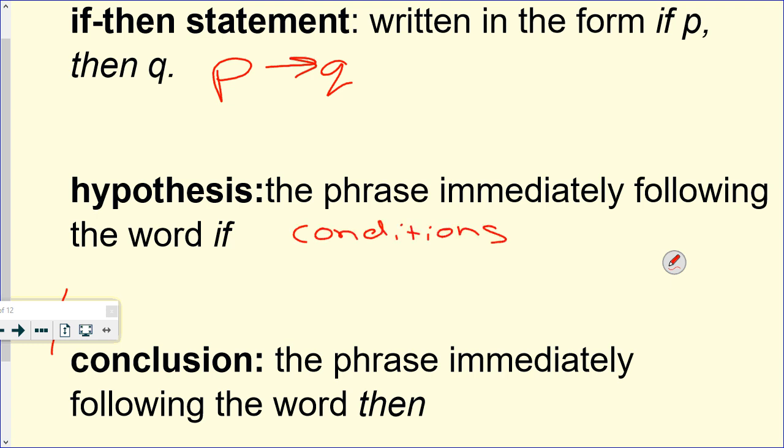Then the conclusion. It's the phrase immediately following the word then. So our conclusion is the result, or a lot of times it's the word we're defining. Very important with our hypothesis and conclusion, neither one of them includes the words if or then. If and then are not a part of the hypothesis and conclusion. They are the connecting pieces. So do not include your if and then in your hypothesis and your conclusion.